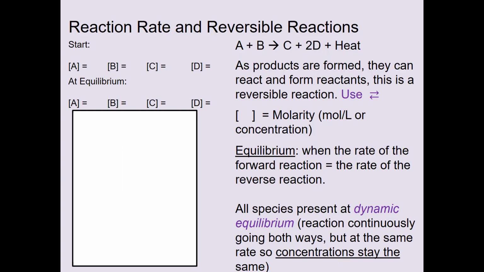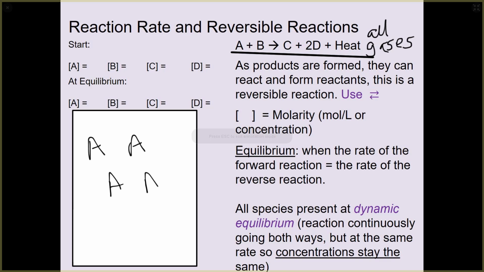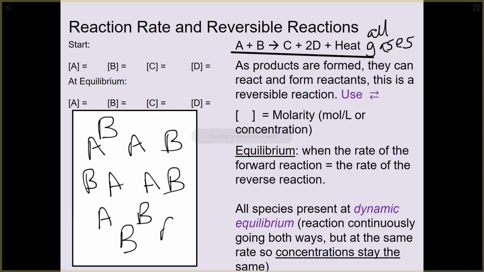Let's look at a general reversible reaction, and I'm just going to call it A plus B yields C plus 2D plus heat. So this is an exothermic reaction. And we're going to start off with just A's and B's. So these are all gases. And I'm just going to add A's randomly here and also some B's. So this is at the start of my reaction. And I'm going to flood my chamber with both A's and B's.